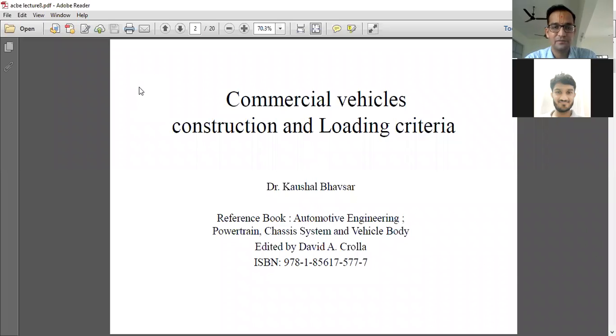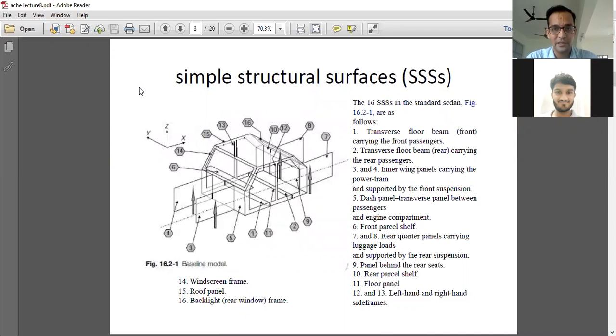You can refer to it. We have seen in the previous lecture that there are 16 different surfaces in an automobile which are mounted on the chassis. So which are those surfaces? You can see over here. First is the transverse floor beam. The second one is the transverse floor beam at rear. This is the beam which is available at the rear. I'll note it so you will be able to identify its exact location.